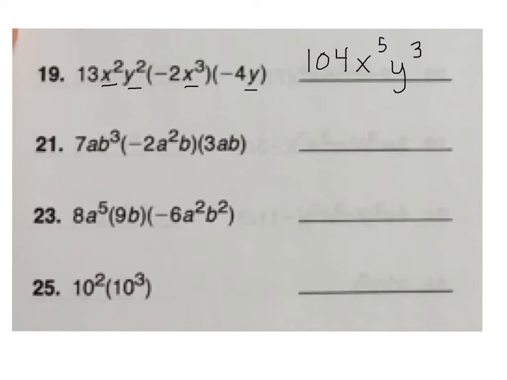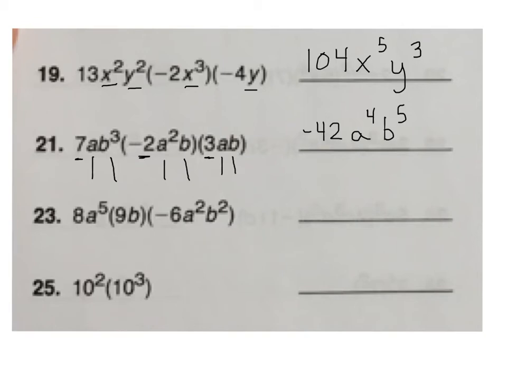On 21, we're going to do 7 times negative 2 times positive 3. And what do you get? Negative 42, you say? And then I've got a times a squared times a, which is a to the 4th power. And I have b cubed times b, which is b to the 5th power. Very good.